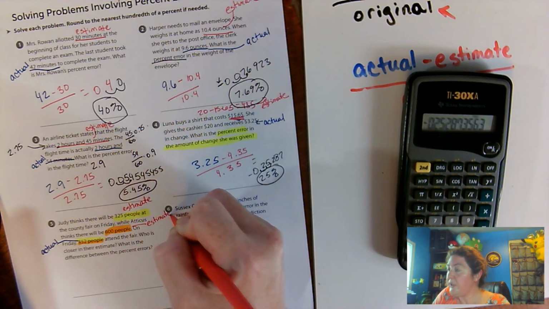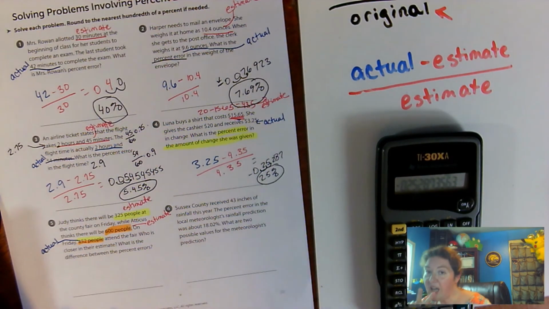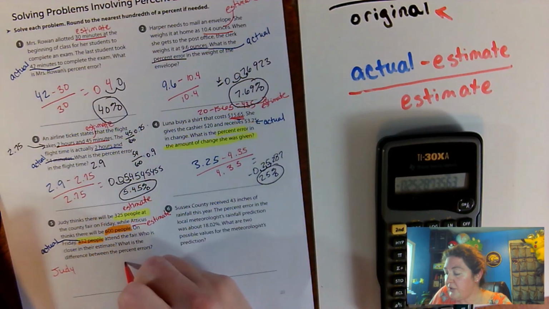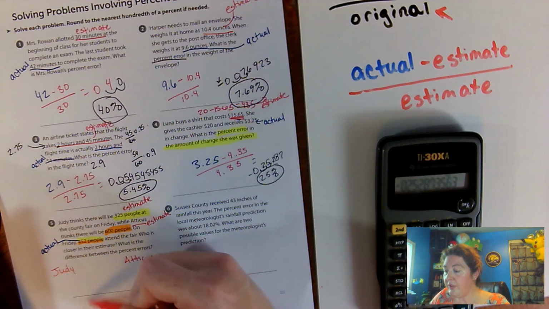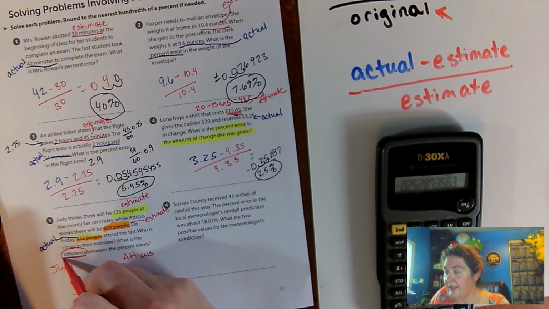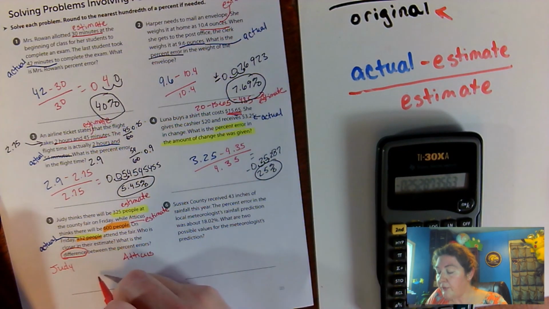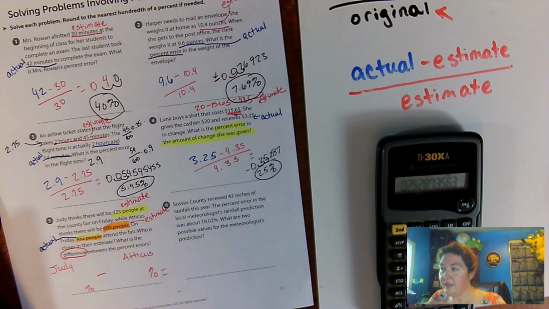So I'm going to give you a hint here. You're going to have to do this whole process 2 different times on this one. So you're going to have the Judy one, and you're going to have the Atticus. And then once you get your answers like we did up here, you're going to have to find the difference. What does difference mean? What operation do we do when we're looking for difference? We're looking for subtraction. So whatever percentage you get here, whatever percentage you get here, you're going to subtract them, and that's going to give you your answer for number 5.